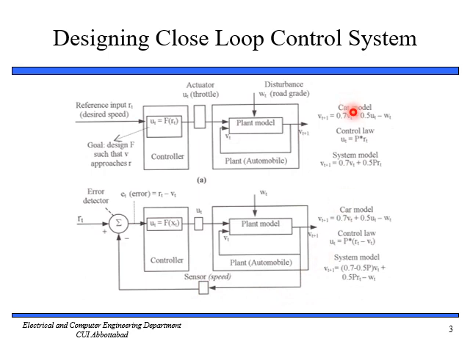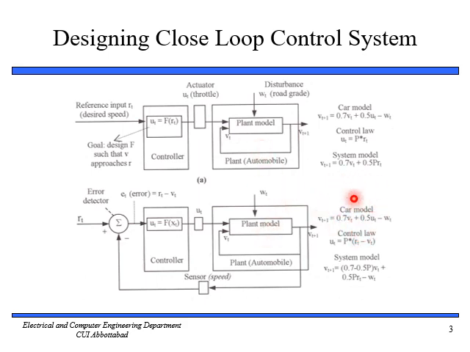So if you look at the previous car model, we have v of t plus 1 is equal to 0.7 v of t plus 0.5 u of t minus w of t. This w of t is our road grade or disturbance, and this u of t is the controller input. So for a linear controller, we have the control law u of t is equal to p into r of t. So if we put u of t here, it will become 0.7 v of t plus 0.5 p r of t. Whereas in the case of closed loop, we have the same car model.